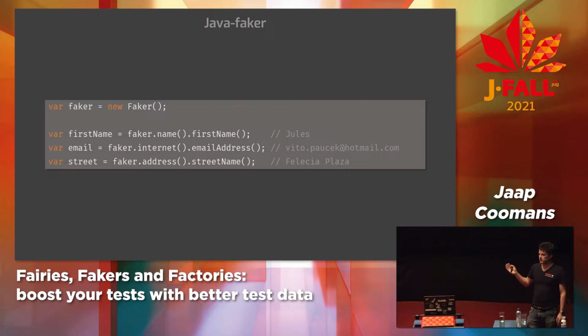That's pretty useful, right? I actually know someone named Jules. VitoPauchek@hotmail.com. I think I can send an email there that doesn't bounce. And, well, Felicia Plaza, that sounds like a lovely place to live. I'd like to visit there. So this is way more useful in its output.